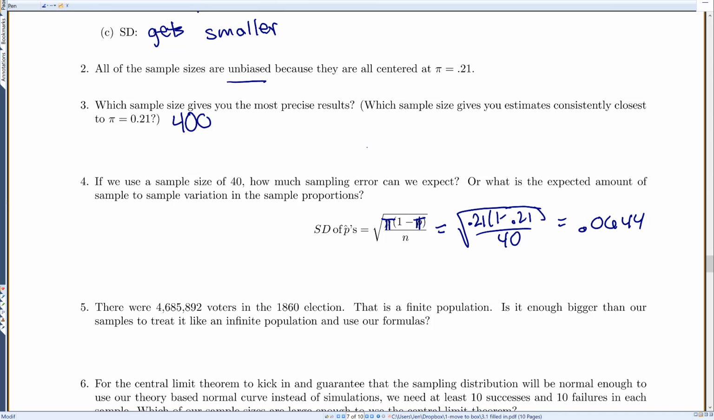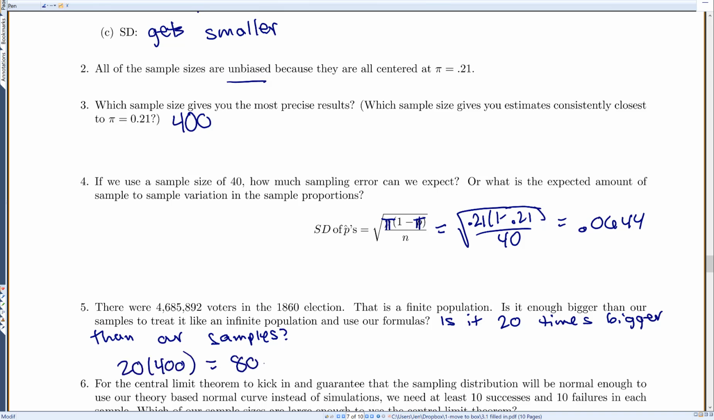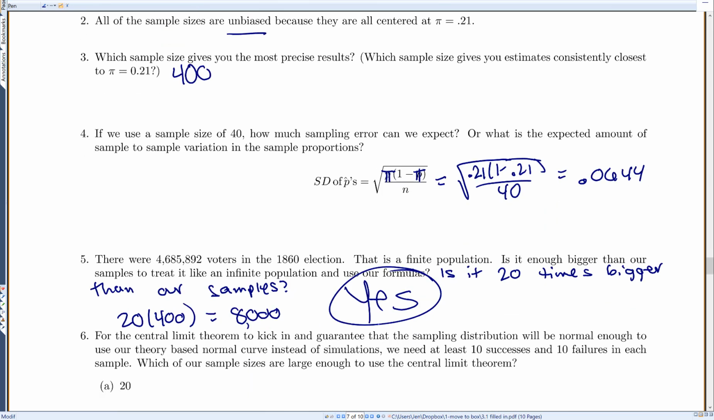Now, it turns out that there were over 4 million voters in the 1860 election. That's definitely finite, it's not infinite. But is it enough bigger than our samples to treat it like an infinite population and use our formulas? So basically, is it 20 times bigger than our samples? Well, definitely, for sure, because 20 times 400 is still only 8,000. It's easily much, much bigger than our samples. So, yes, it's definitely big enough. We don't have to worry at all.